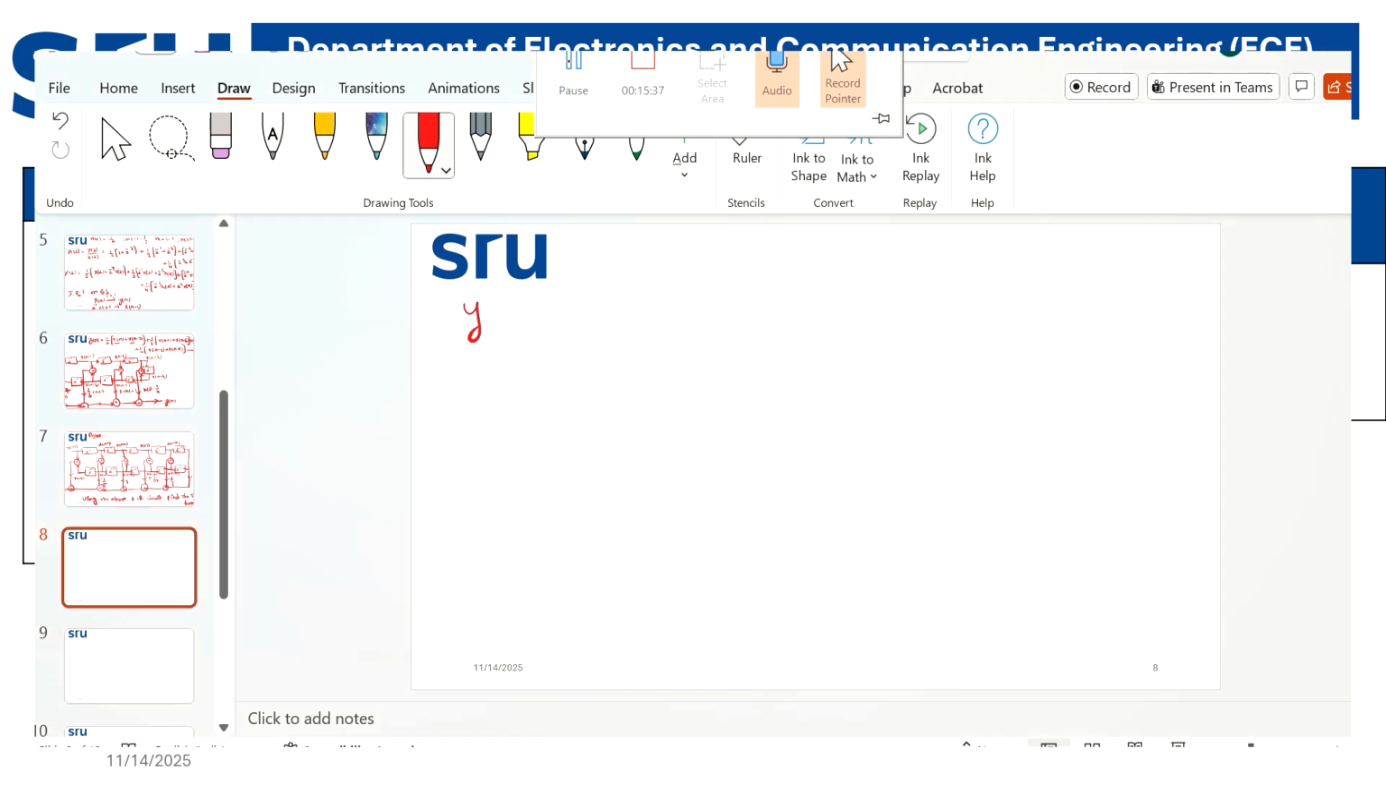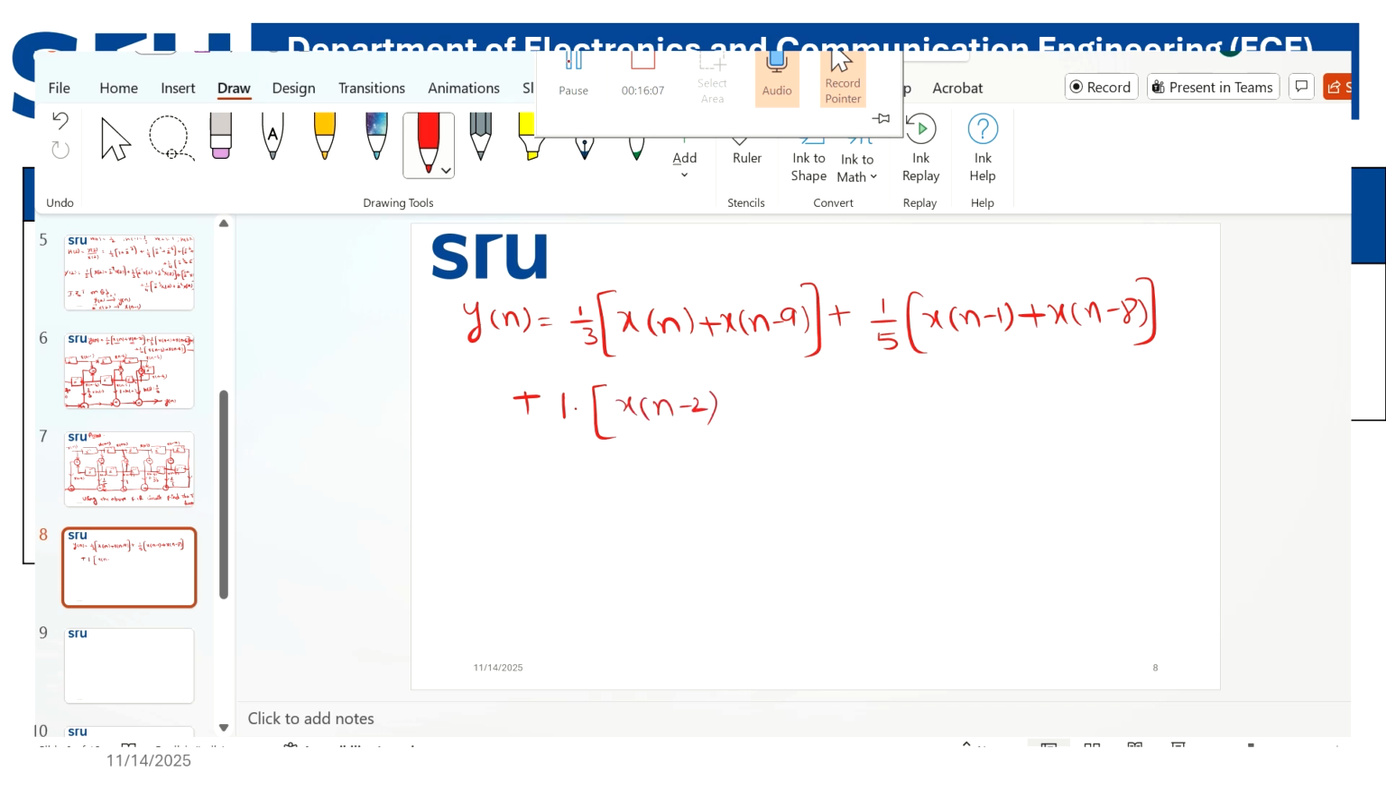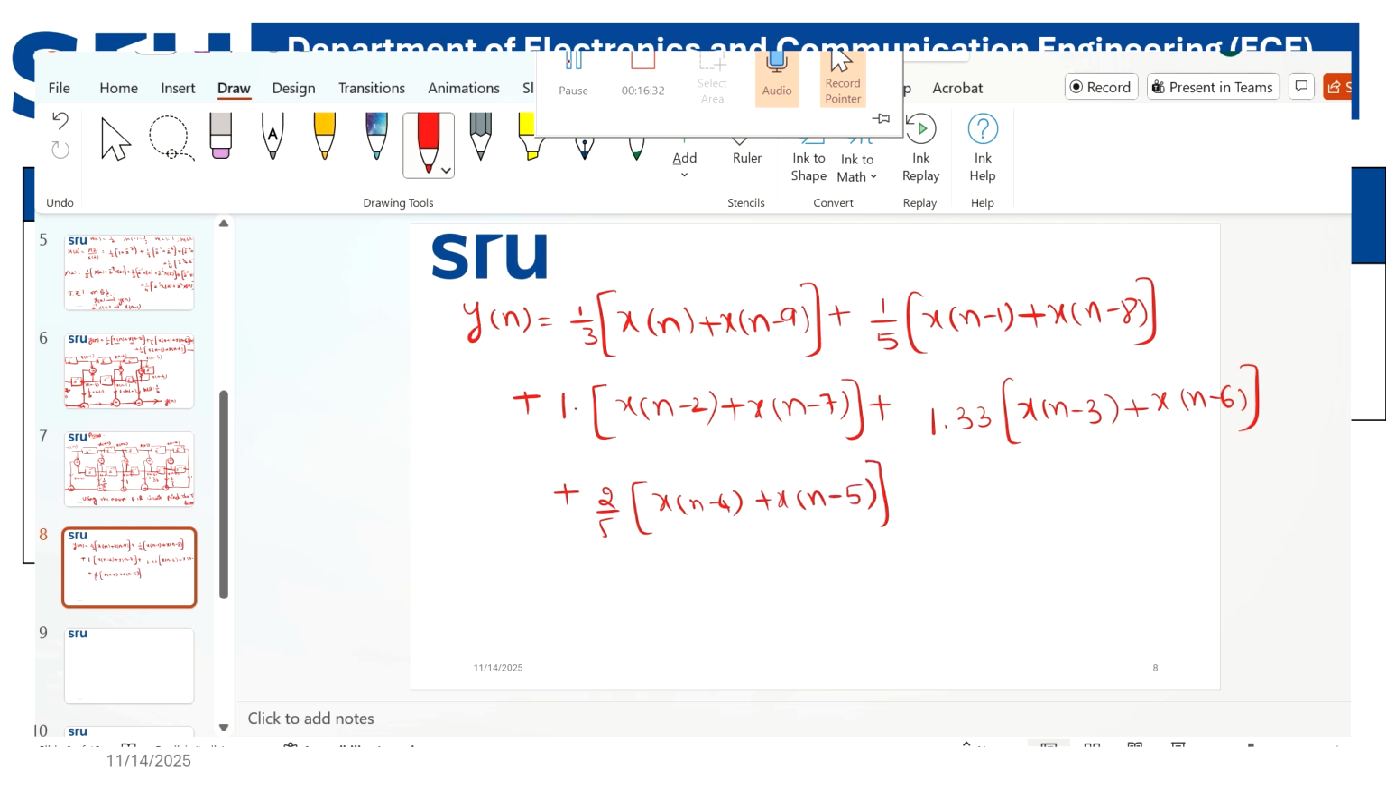Now y of n becomes, first coefficient is 1 by 3 and the addition of x of n plus x of n minus 9, plus 1 by 5 into x of n minus 1 added with x of n minus 8, plus 1 into x of n minus 2 added with x of n minus 7, plus 1.33 into x of n minus 3 added with x of n minus 6, plus the last term 2 by 5 x of n minus 4 added with x of n minus 5, plus 1 into x of n minus 5.